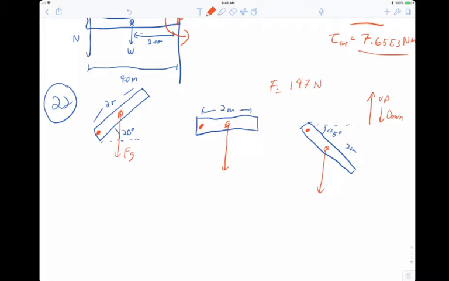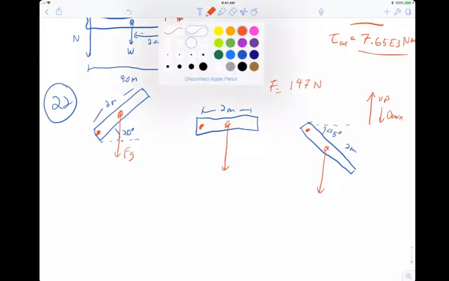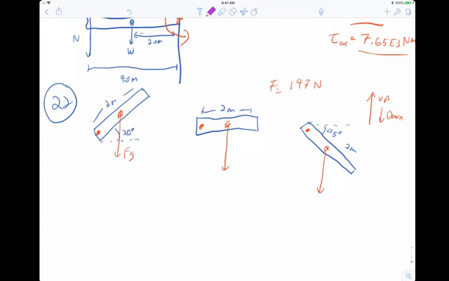Okay, now for the fun part, which is solving the question. To calculate the torque, I need to know two things. The first thing is how far the force is being applied from the pivot. And in all these three cases, the force is being applied effectively over the entire beam.